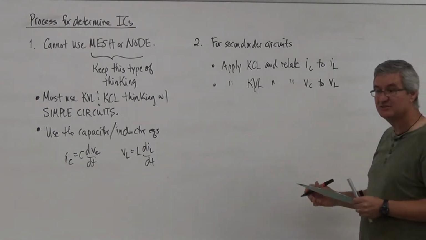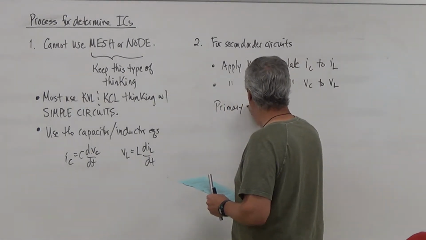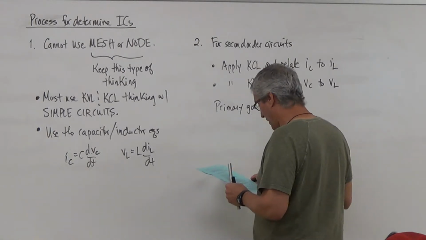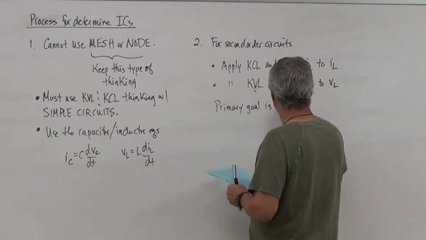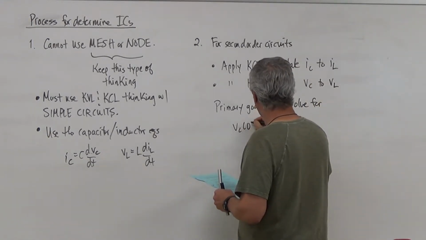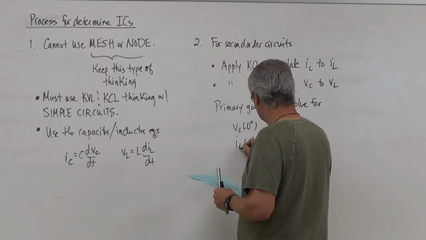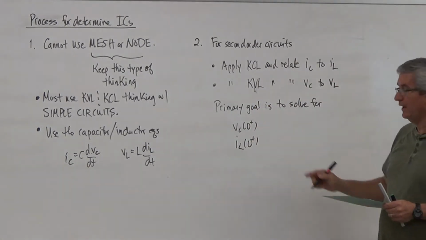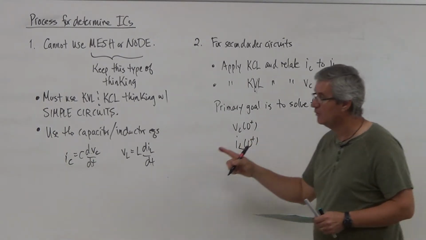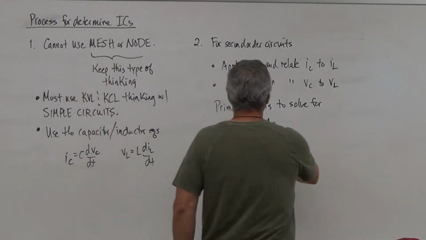So what this does here is that this essentially says that our primary goal is to solve for VC of 0 plus, IL of 0 plus. Okay? So the way we do that is we look back at these conditions and we go, wait a minute, we know these conditions. What happened before the circuit? The switch was thrown in the circuit. So this is what we're after.